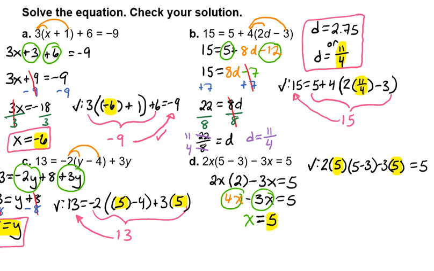All right, so here we see that we have our 5 plugged in for both of our x values. And when we plug that into the calculator, we get a 5, and we check, and it works out. So x equals 5. And we're finished.